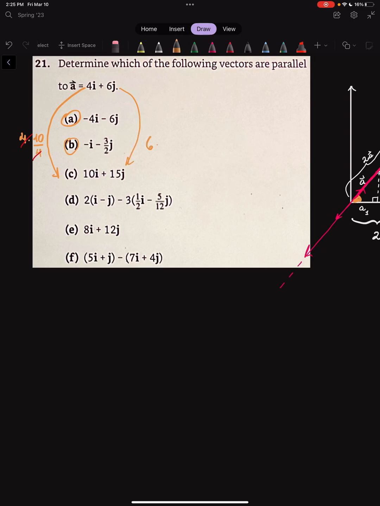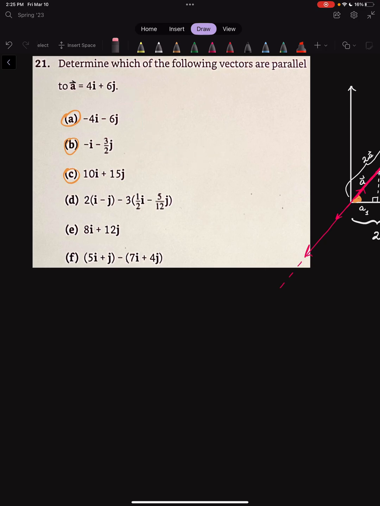Let's see. If I say 6 times 10 over 4, well, that's the same thing as 3 times 10 over 2, which is 30 divided by 2, which is indeed 15. So this one is also parallel.